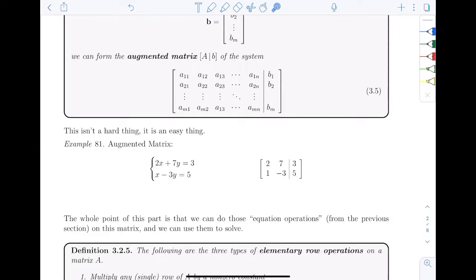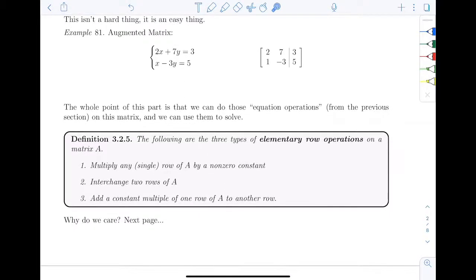And the whole point of doing this is that back in the previous section, we had these elementary equation operations where we knew the things that we could do to a system to not change its solution. Well, it turns out that all of those things translate over to matrices very well. And so the elementary row operations here are the exact same things, except instead of calling them equation operations, we're calling them row operations, and it's the exact same three things.